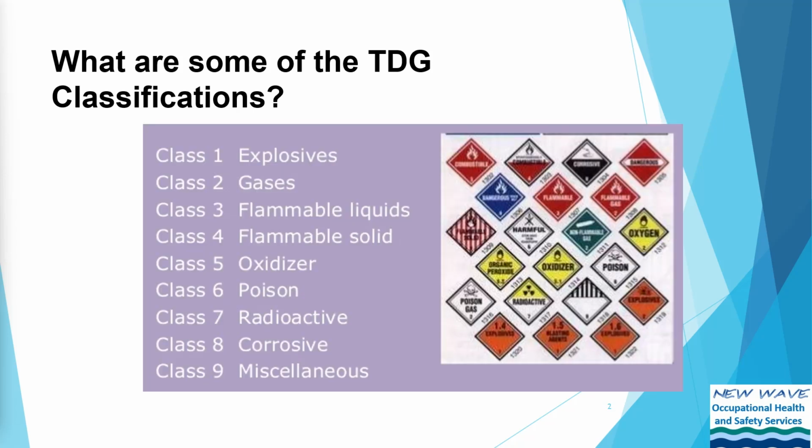As shown, there are 9 TDG classes. Class 1 explosive, Class 2 gases, Class 3 flammable liquids, Class 4 flammable solids. 5 is oxidizers, 6 is poisons, 7 is radioactive dangerous goods, 8 is corrosives. Class 9 is miscellaneous dangerous goods, most of which are marine pollutants.